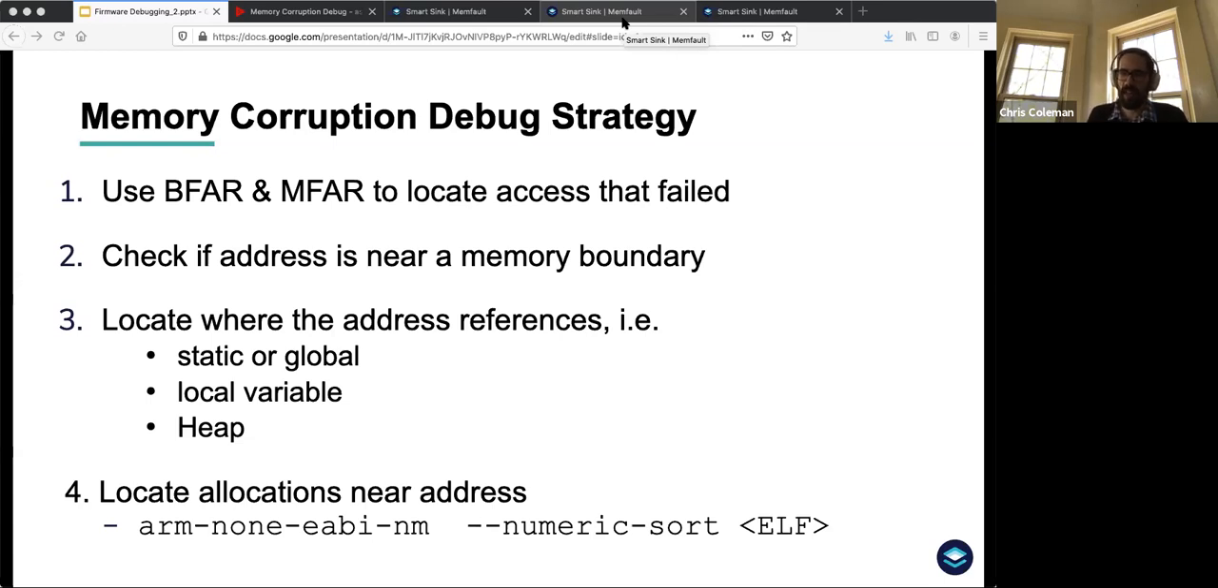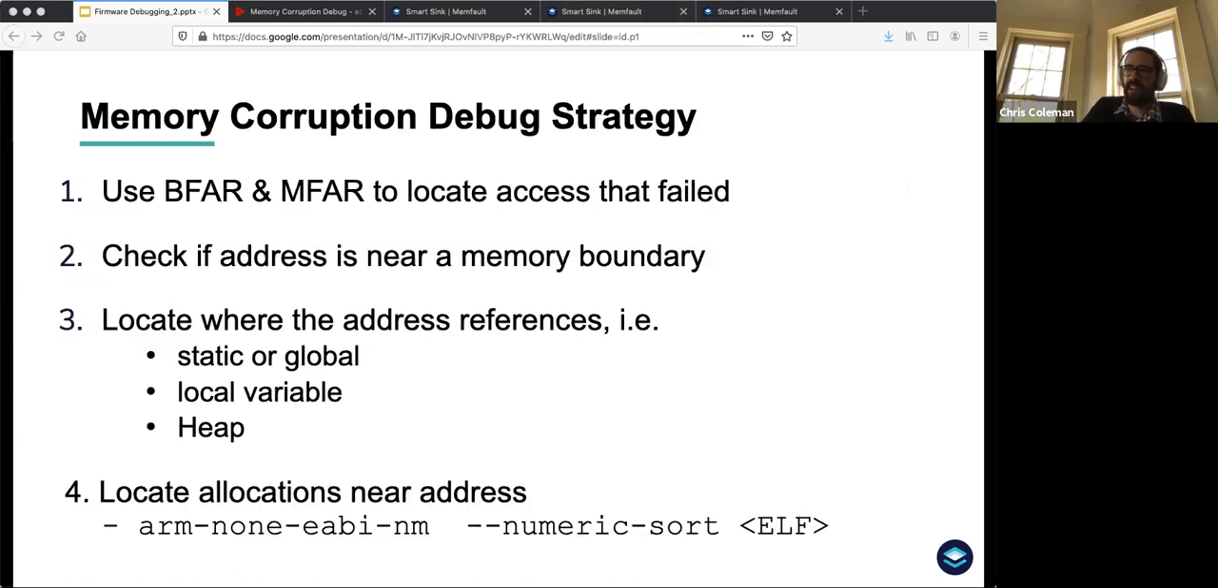And so once you've figured that out, what you can look at is what allocations are near that address. This is where I like to go to some of the tools in the ARM toolchain or the GNU binutils. nm even has an argument where you can say, tell me everything in the symbol file and order it by the address it exists at. And so we can easily look for neighboring references.